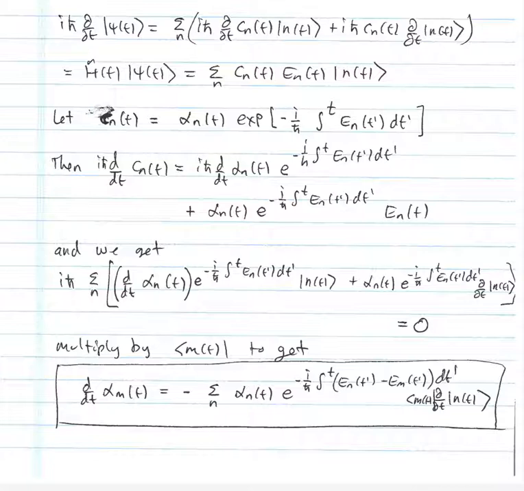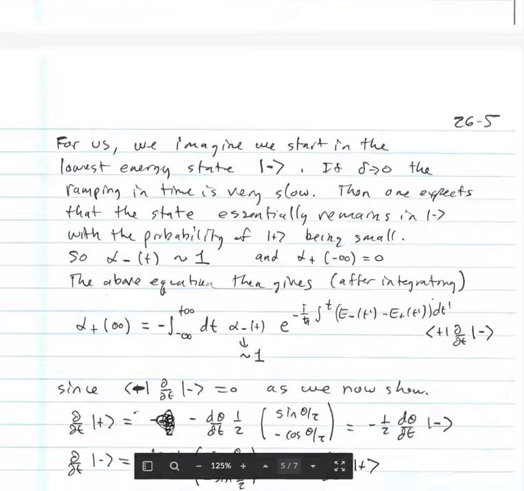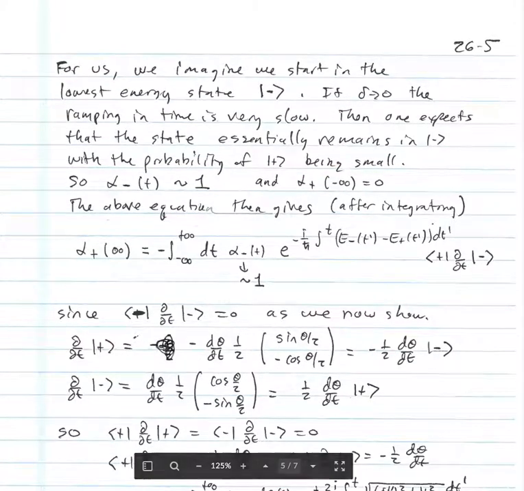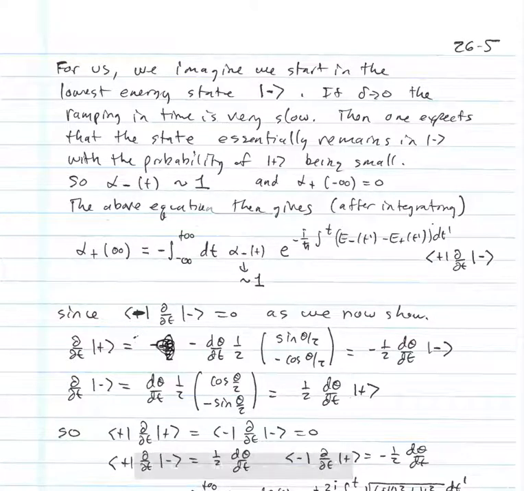Okay? Now, for us, we can imagine that we start in the lowest energy state, which is the minus state. And if delta approaches 0, the ramping in time is very slow. Then what we expect is the state essentially remains in minus with the probability of plus being very small. So alpha minus of t is approximately equal to 1, and alpha plus of minus infinity is equal to 0.